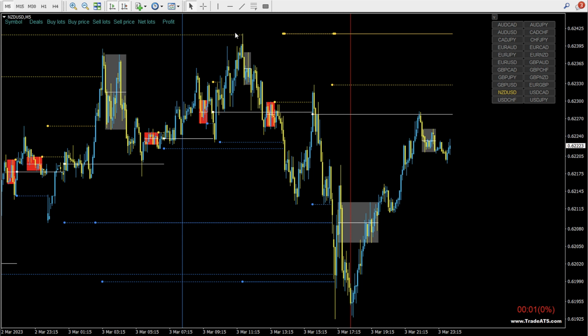So as you can see, the New Zealand first touched the long-term liquidity line. This is the New Zealand, and then it went down. Now, as you can see here, it formed several contraction boxes and then continued down on the first one, on the second one. Now, my trading strategy is based on the following.